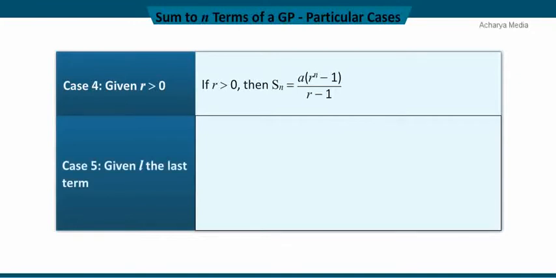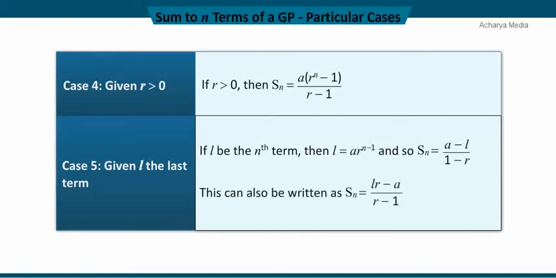Case 5. Given l, the last term. If l be the nth term, then l is equal to a into r to the power n minus 1, and so Sn is equal to (a minus lr) divided by (1 minus r). This can also be written as Sn is equal to (lr minus a) divided by (r minus 1).